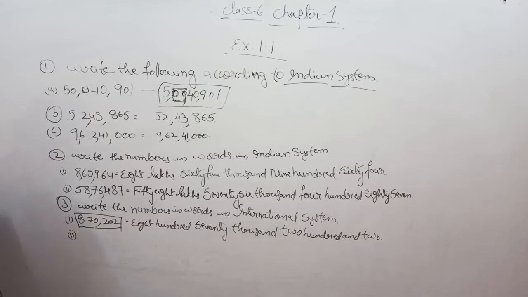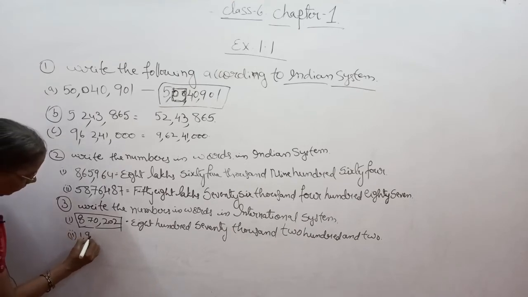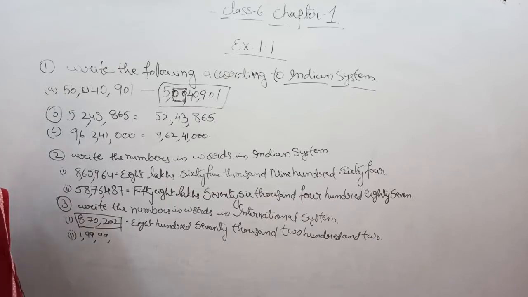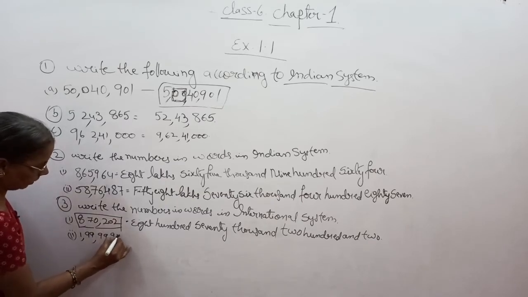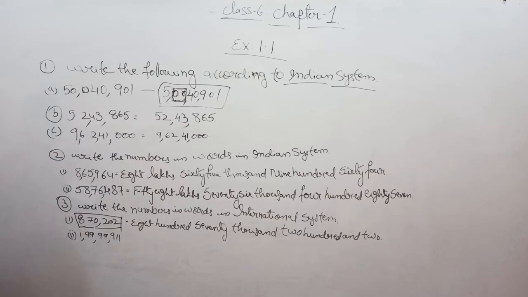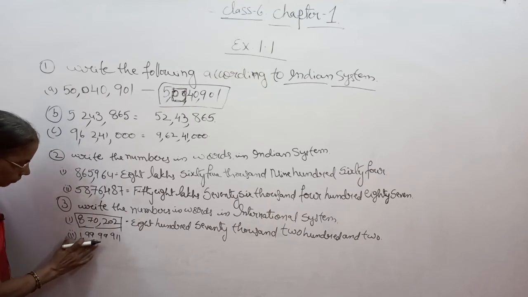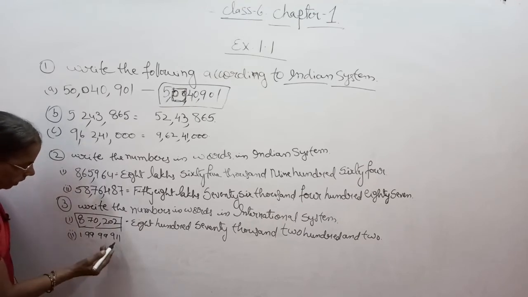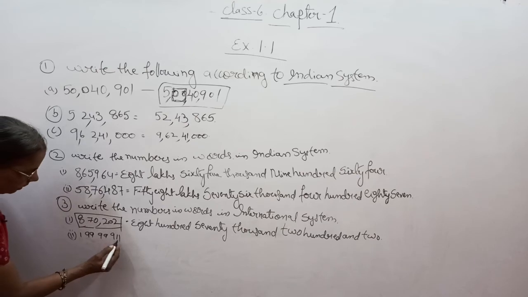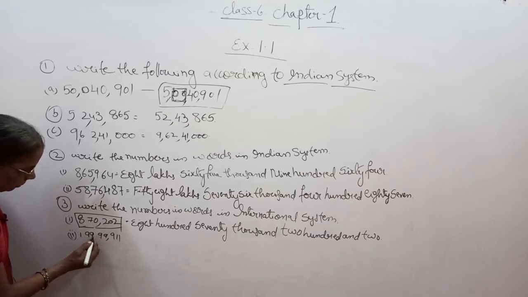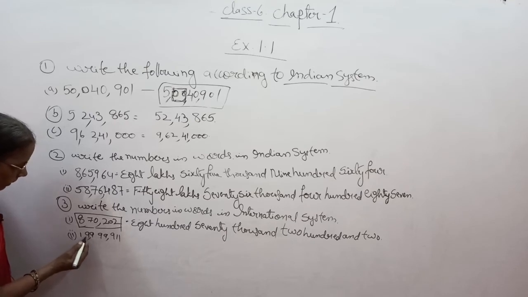One crore 99 lakh 99,911. 1 crore 99 lakh 99,911. Then simply we have to remove the commas and put according to the international system. There is ones, tens, hundreds, thousand, 10,000, 100,000, then million, 10 million.